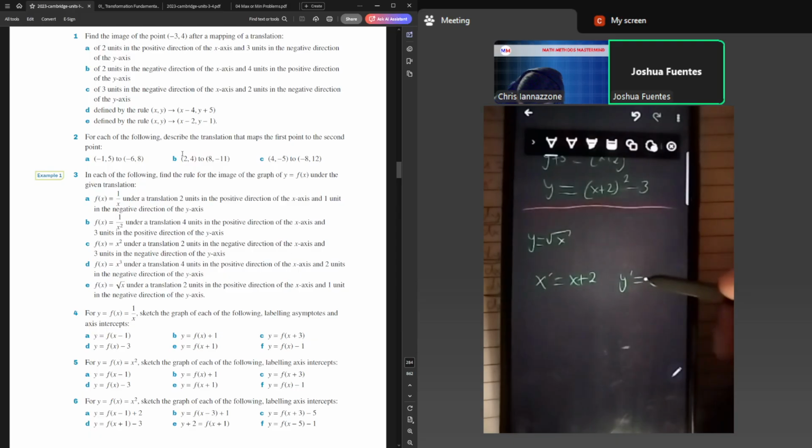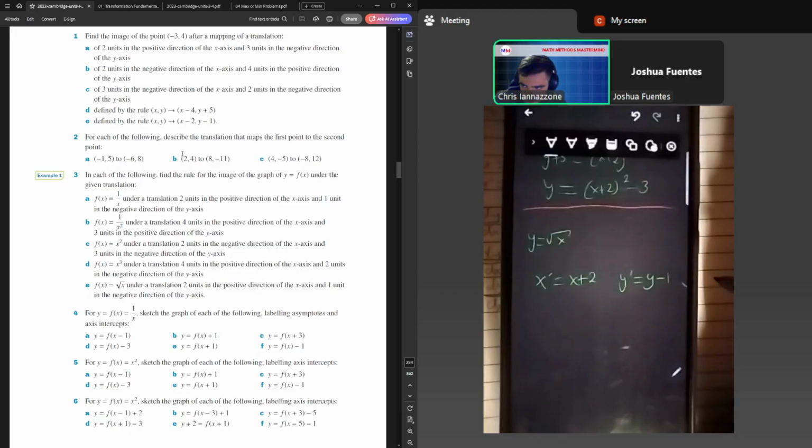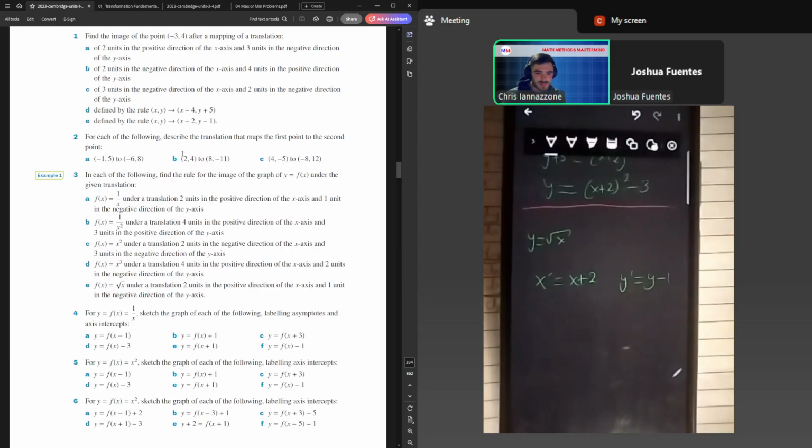So translations are always applied as a plus or minus outside. If you put the negative on the y, what does that mean? I'm actually not sure. That's okay. It's in the second chapter, I think, which is reflections. So when you put a negative on the x or on the y, it's a reflection. But okay, we got our x dash y dash.